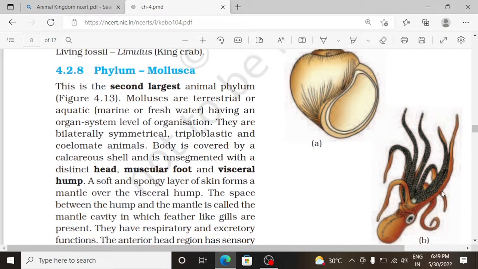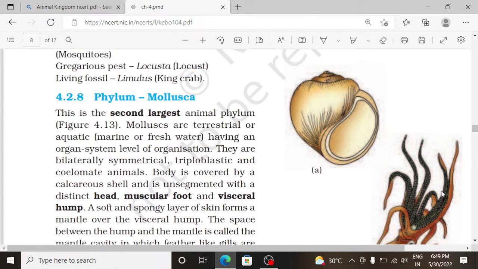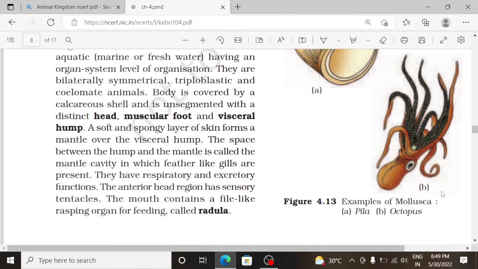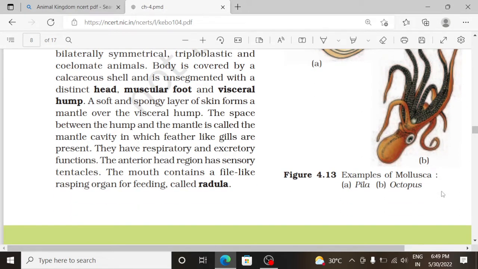Phylum Mollusca. This is the second largest animal phylum. Molluscs are terrestrial or aquatic, marine or freshwater, having an organ system level of organization. They are bilaterally symmetrical, triploblastic and coelomate animals. Body is covered by calcareous shell and is unsegmented with distinct head, muscular foot and visceral hump. A soft and spongy layer of skin forms a mantle over the visceral hump. The space between the hump and the mantle is called the mantle cavity, in which feather-like gills are present. They have respiratory and excretory functions.